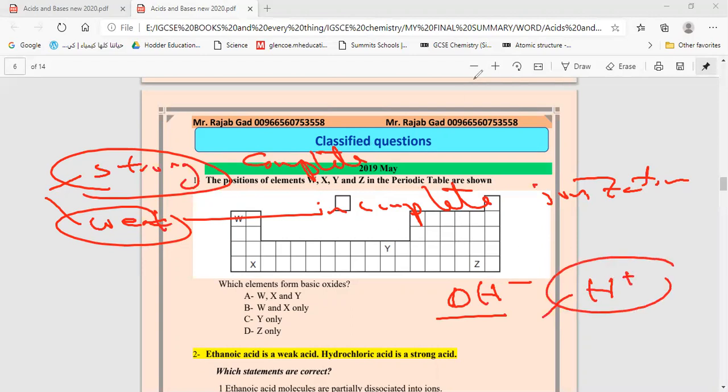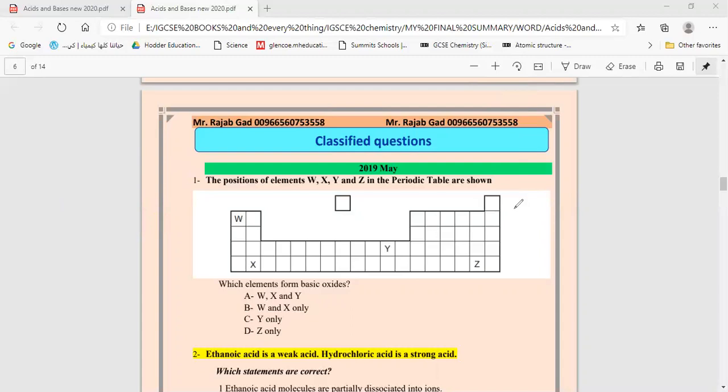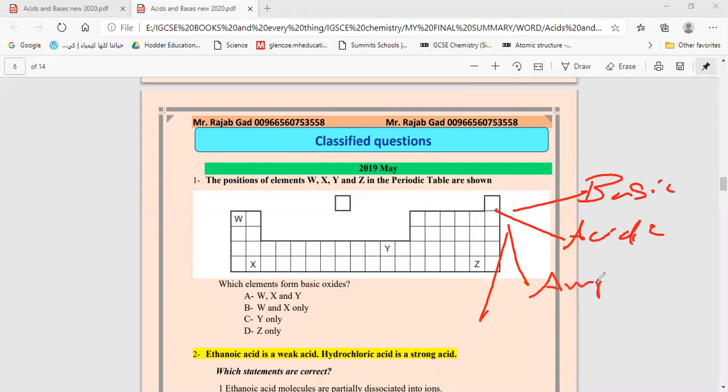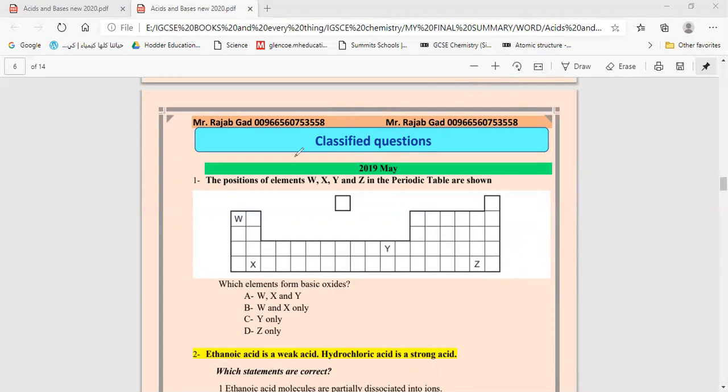Then we studied how many kinds of oxides. We have 4 kinds of oxide. We have metal oxide or basic oxide. We have acidic oxide, non-metal oxide. We have amphoteric oxide. And finally, we have neutral oxide like CO and NO. Today, inshallah, we will solve some questions related to these parts only.